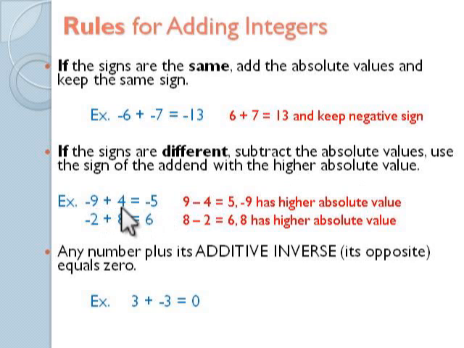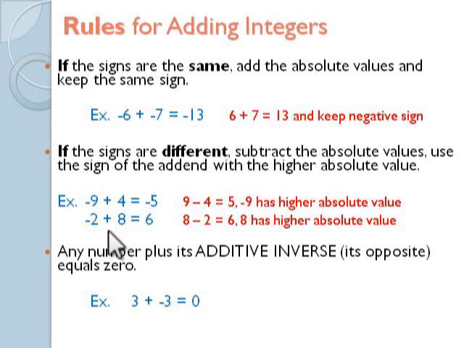So let's look at an example. Negative 9 plus 4. So we're going to forget the signs. We have a 9 and a 4. We're going to subtract them. We get 5. Now, the negative 9 is farther from 0. It has the bigger absolute value. So since it's negative, our answer will be negative.